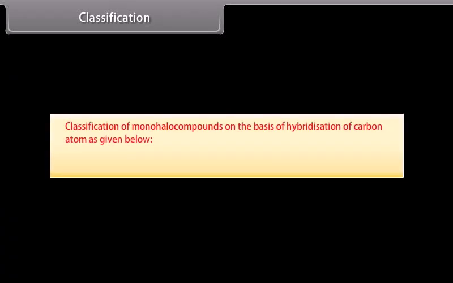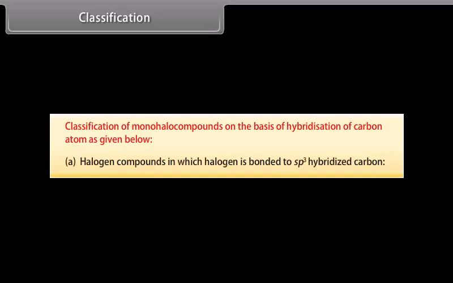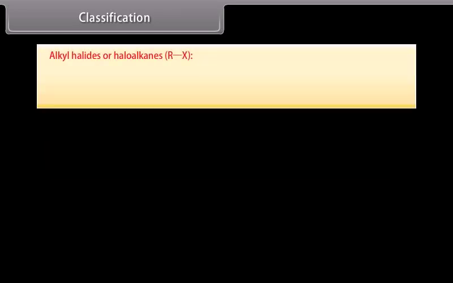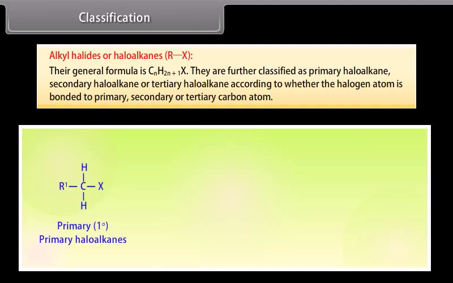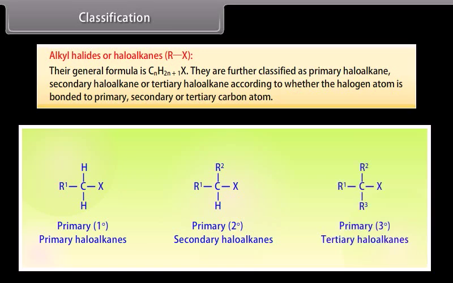Classification. Classification of monohalo compounds on the basis of hybridization of carbon atom as given below. Halogen compounds in which halogen is bonded to sp3 hybridized carbon. Alkyl halides or haloalkanes RX. Their general formula is CnH2n+1X. They are further classified as primary haloalkane, secondary haloalkane, or tertiary haloalkane according to whether the halogen atom is bonded to primary, secondary, or tertiary carbon atom.